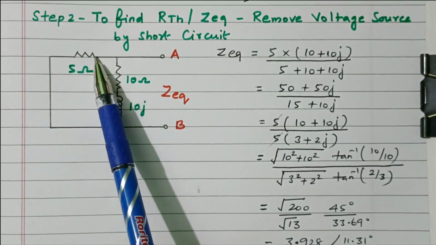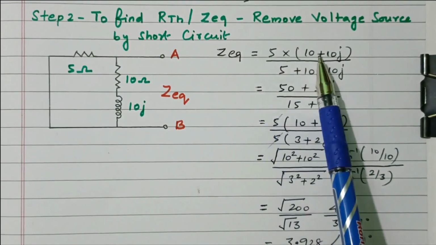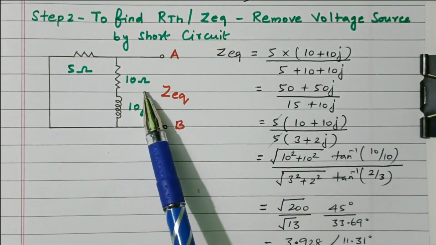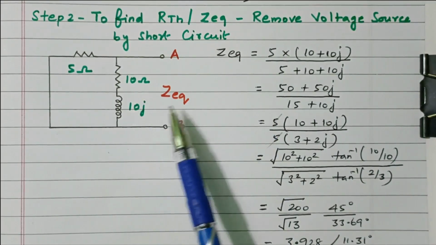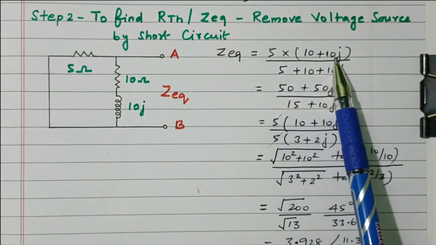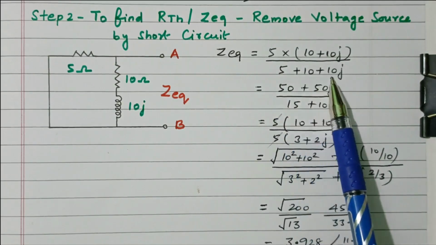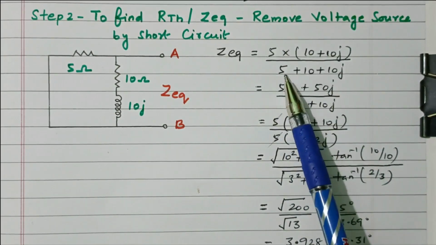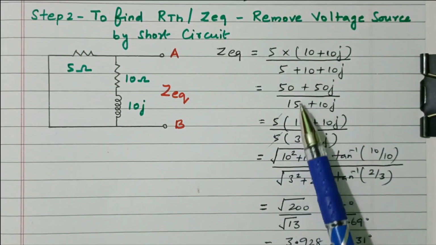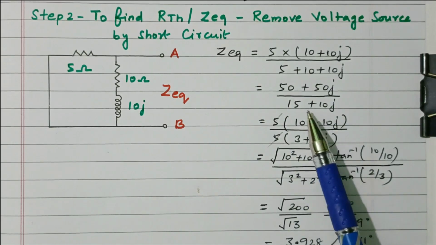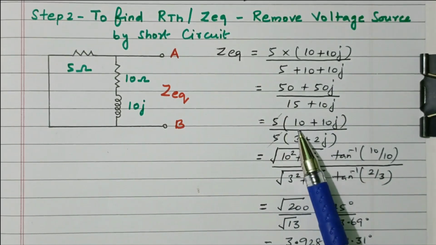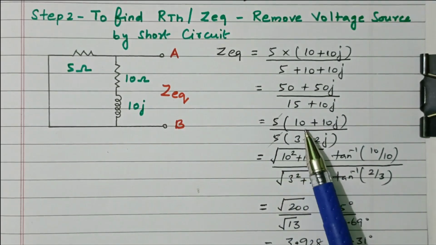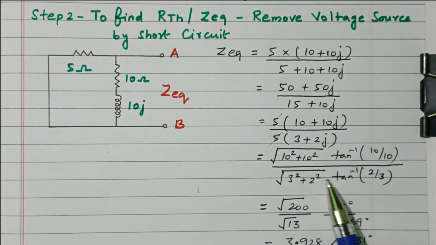Right? So these two are in parallel. So that R1 into R2 divided by R1 plus R2. R1 is 5 ohm. R2 is 10 plus 10j. So that 5 into 10 plus 10j divided by 5 plus 10 plus 10j. Right? So it is multiplied: 50 plus 50j divided by 15 plus 10j. Right? So this 5 is taken outside. So that 10 plus 10j divided by 3 plus 2j. 5 got cancelled.